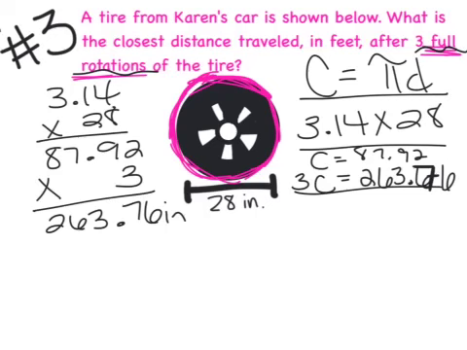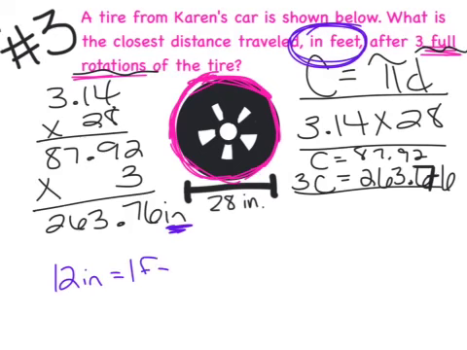Now, look at your answer choices. Is that close to any of them? Well, it's kind of close to D, but that says feet. What is mine in? It's in inches. Remember, up here where it said in feet after 3 full rotations, well, I'm still in inches, and that's a problem. So you're going to have to think about how many inches are in a foot, and that's a while back, but we know that 12 inches equal 1 foot.